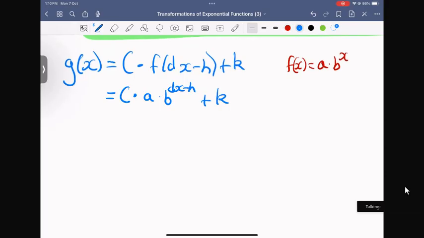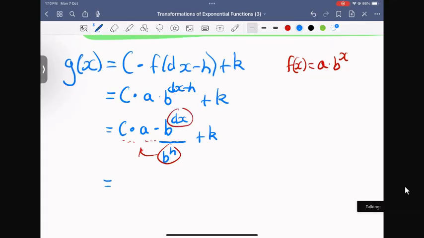Okay, so what can we do with this? I can rearrange this a little bit now. And this is going to be c times a times b to the dx over b to the h plus k. And I'll rearrange it a little bit more. I can extend this line across, and I can move this constant over here, and I can split these two up. Let me show you how that's going to look.